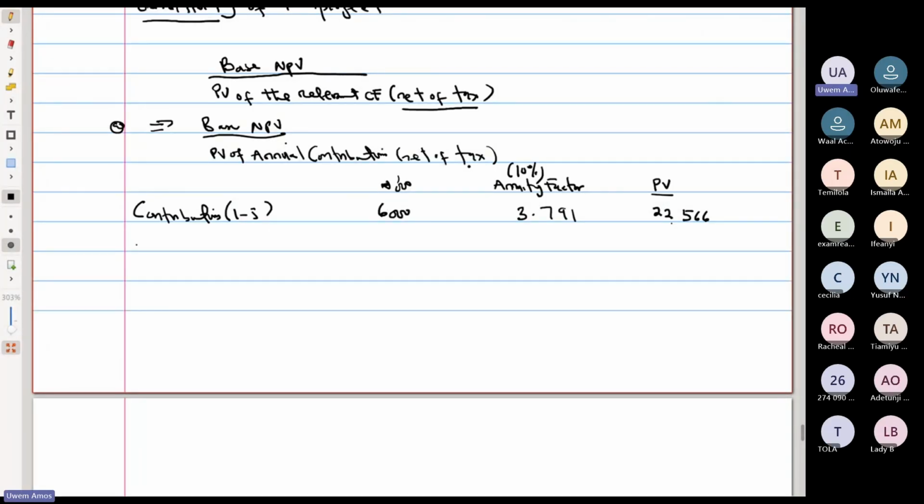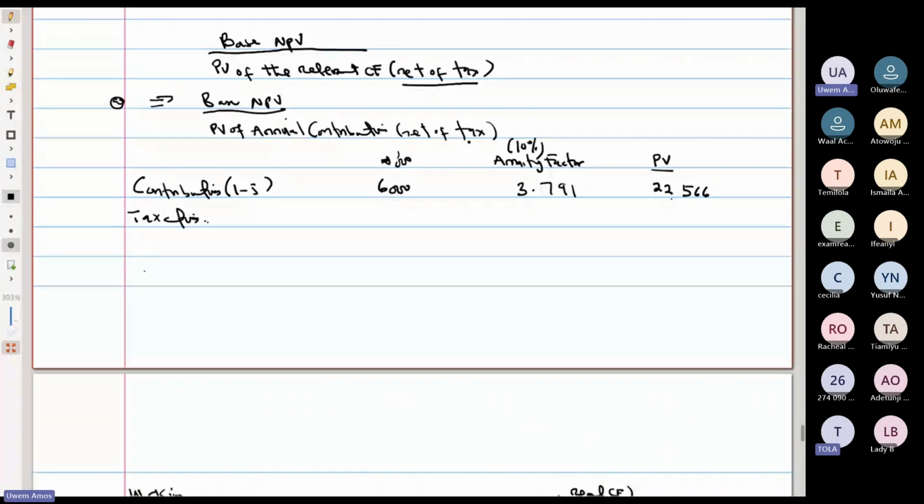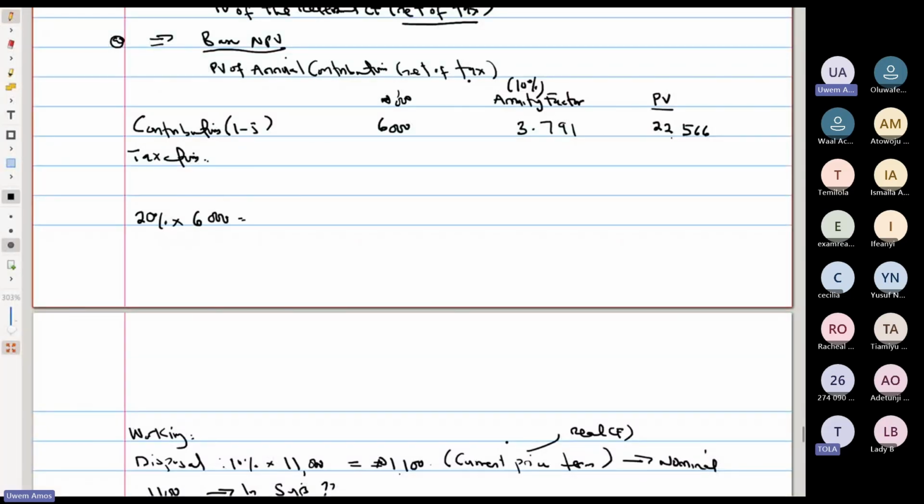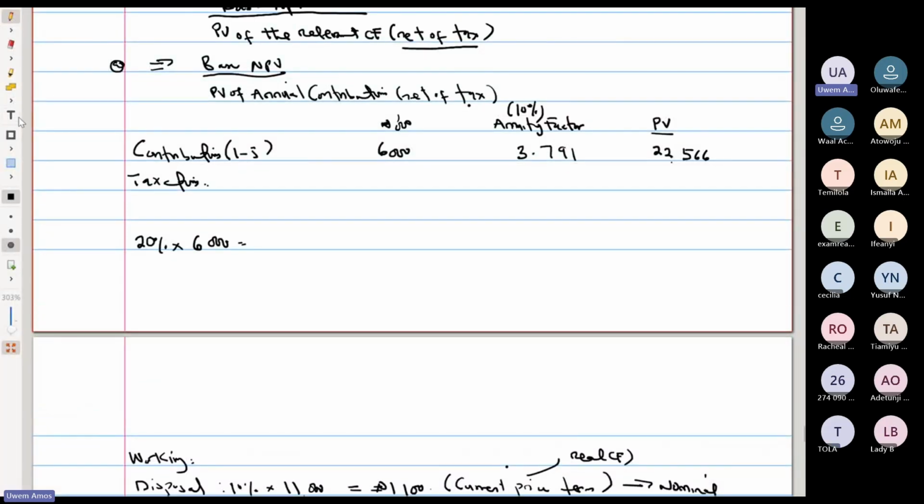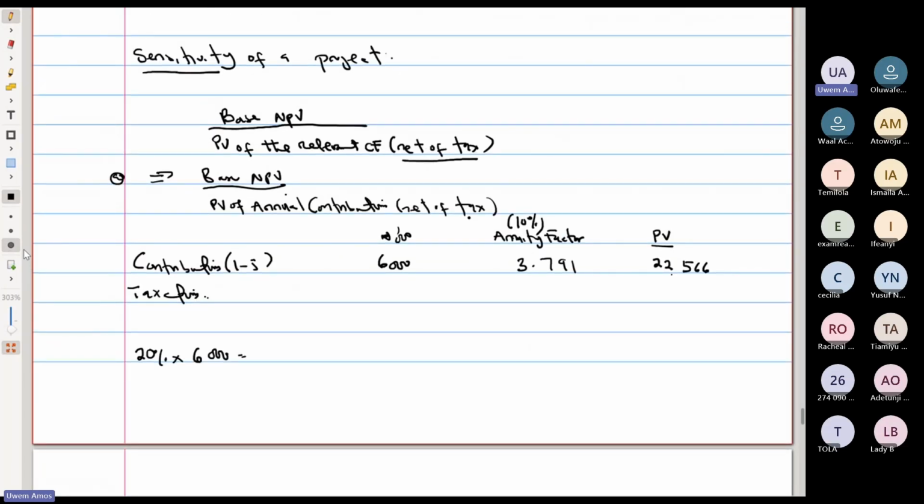So we need to calculate what the tax is. What is our tax rate again? 20%. Our tax is 20% of 6,000. I'm moving a little bit fast because I want to get this done today. So what's 20% of 6,000? That is 1,200. Cecilia, I see your hand. I'll call you. Let me just finish computing the tax.